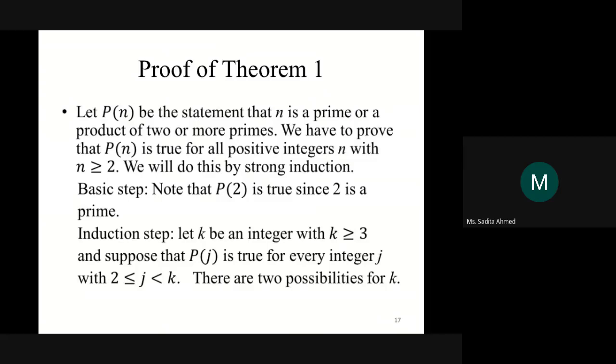What could be the two possibilities for this integer k? k could either be a prime or k could be a composite. It can't be anything other than prime or composite. If it is not a prime, then it's a composite. So it can either be a prime or a composite. Right?